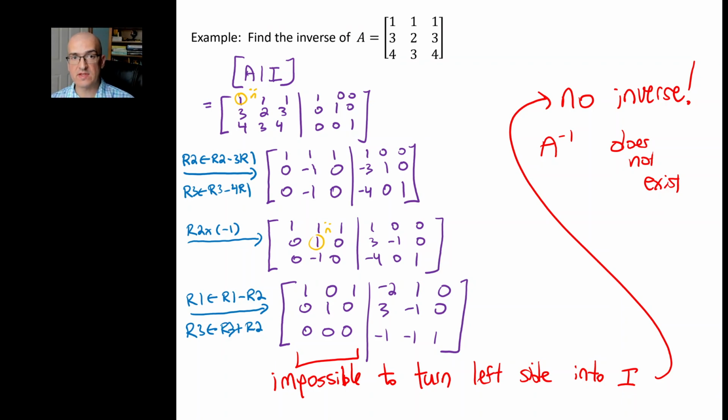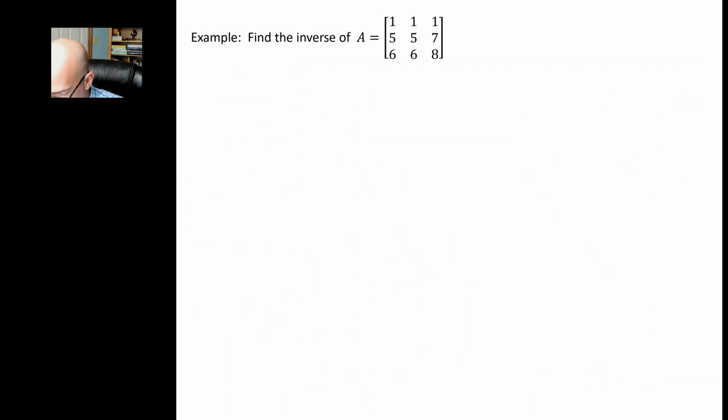But if it's just find the inverse of a matrix that doesn't have an inverse, as soon as we ever come across any row on the left-hand side that's all zeros, we're finished. There's no inverse. Okay, next example. Let's continue in another video because we're at the 20-minute mark.